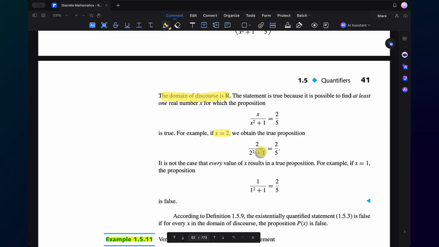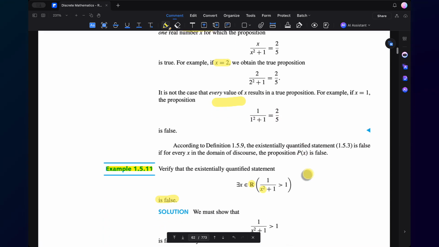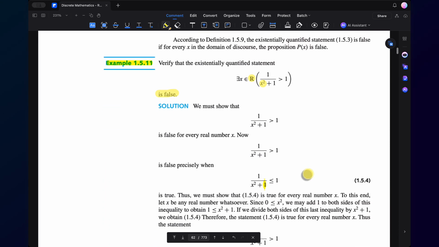Okay? And then they make a point in this next thing that it is not the case that every value of x is true. Obviously, if you take 1 divided by 1 squared plus 1, that's a false statement. So all right, let's take a look at another example.